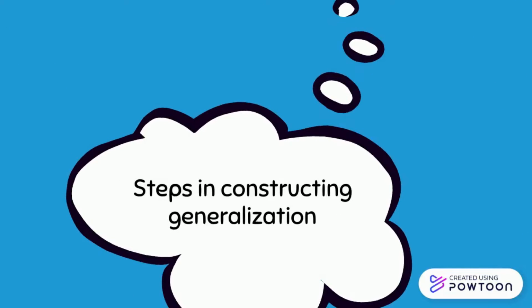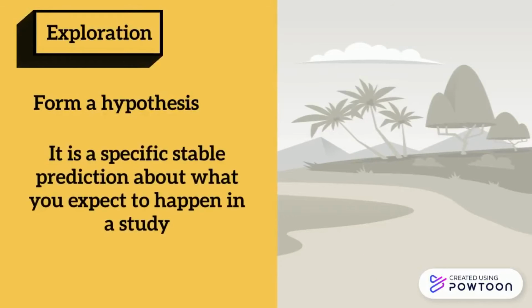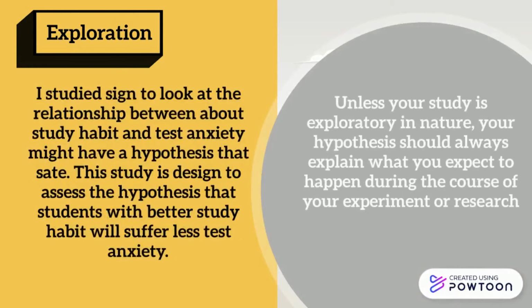Steps in constructing generalizations. Number 1. Exploration. Form a hypothesis. It is a specific, testable prediction about what you expect to happen in a study. For example, a study designed to look at the relationship between study habits and test anxiety might have a hypothesis that states, this study is designed to assess the hypothesis that students with better study habits will suffer less test anxiety.